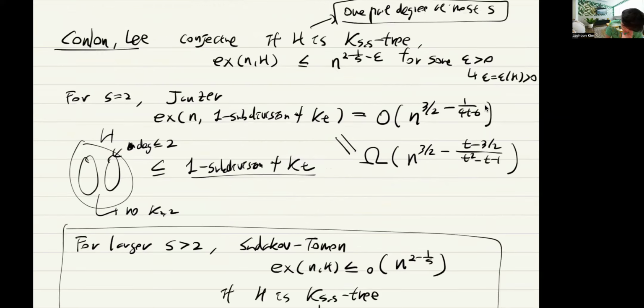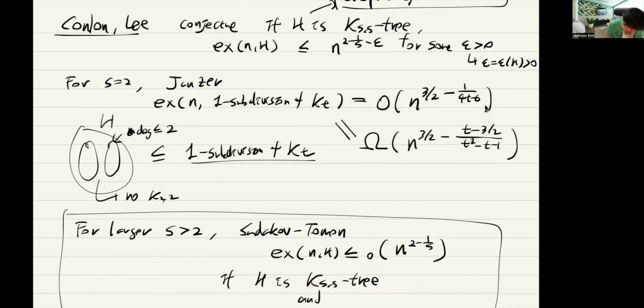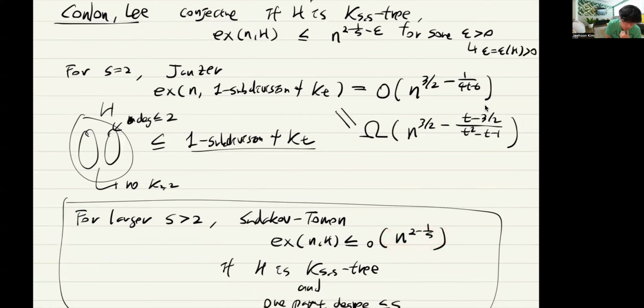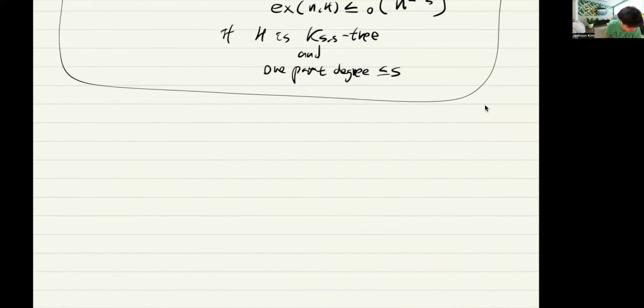So this shows a weaker form of this conjecture. A polynomial improvement was not made, but it's showing that it's strictly smaller than this function, this function times some function that goes to 0. Okay, so that was one line of research.